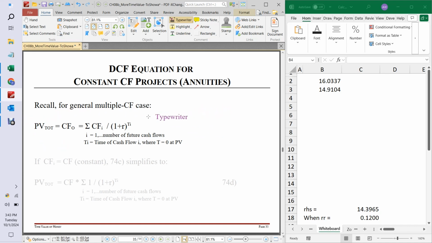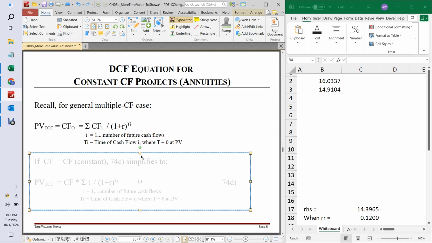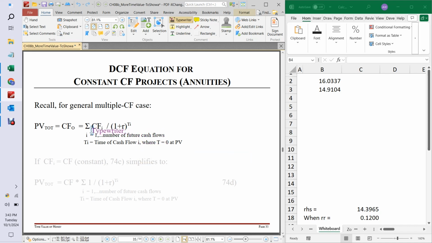So remember our general case here for a multiple future cash flow project. The PV tot, or the CF0, the amount that the lender is going to invest now at t equals 0, is equal to the sum of every future cash flow individually discounted back to t equals 0. That's what's going on with our fundamental discounting equation here in summation notation form. In our case, all of these future cash flows are identical.